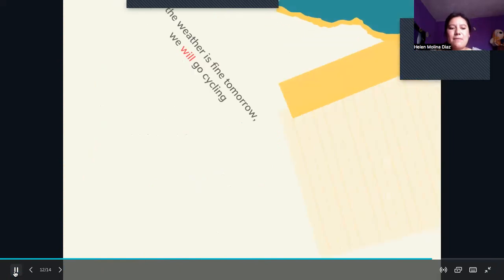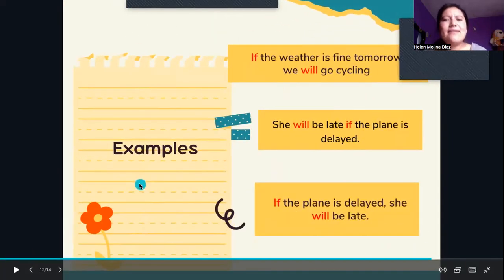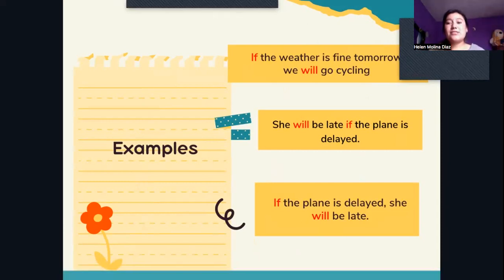For example, if the weather is fine tomorrow, we will go cycling. In the structure, if is the condition, the weather is the subject, is fine tomorrow is the present simple, we is the subject, will go cycling is the future simple. In Spanish: si mañana hace buen tiempo, nosotros iremos en bicicleta.